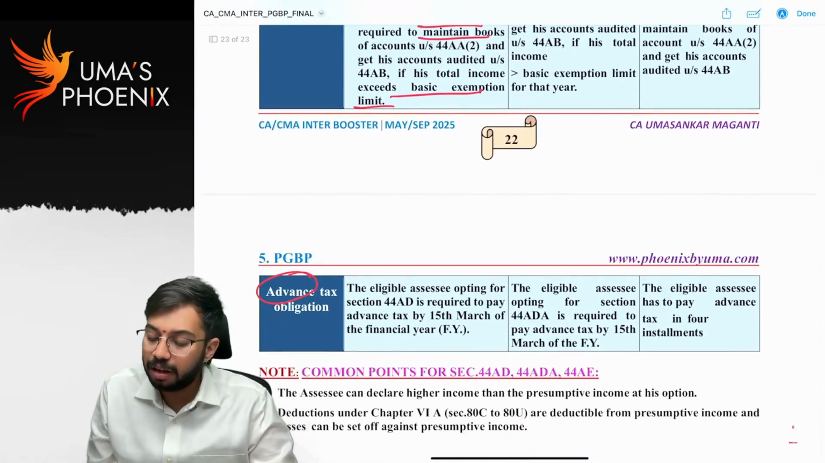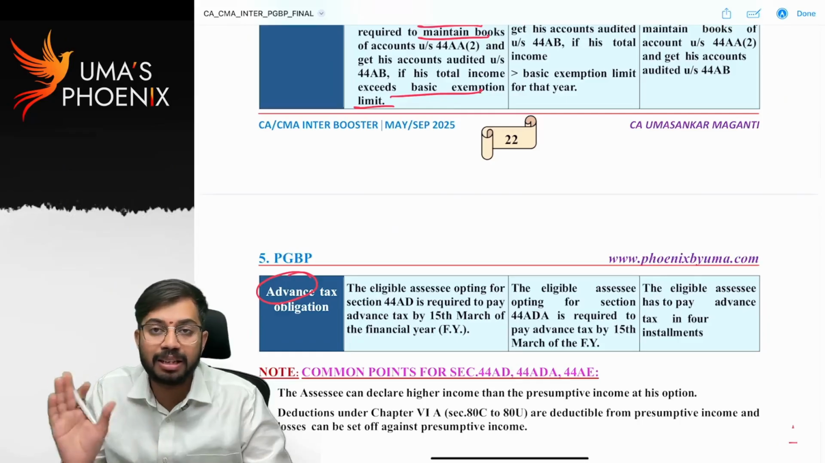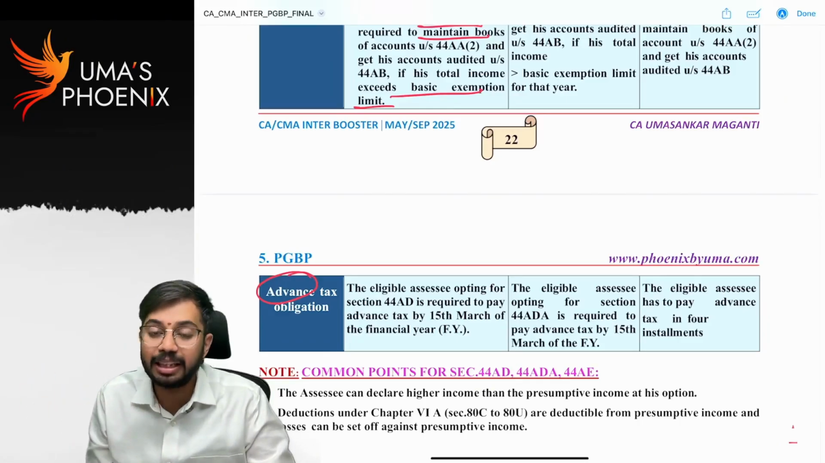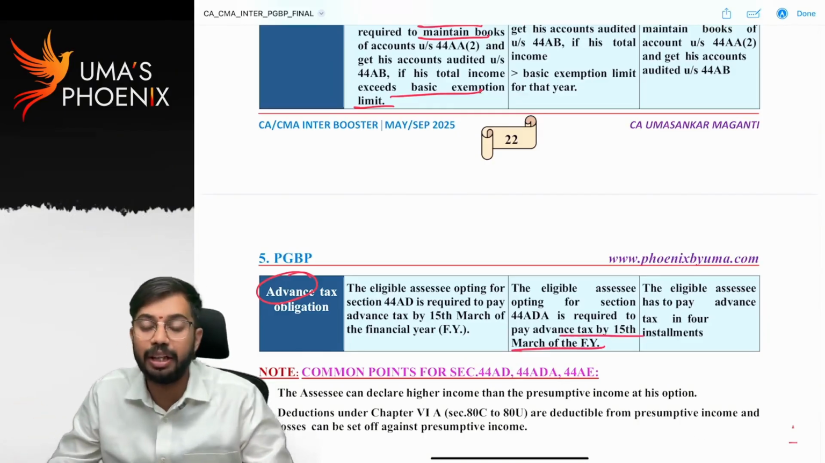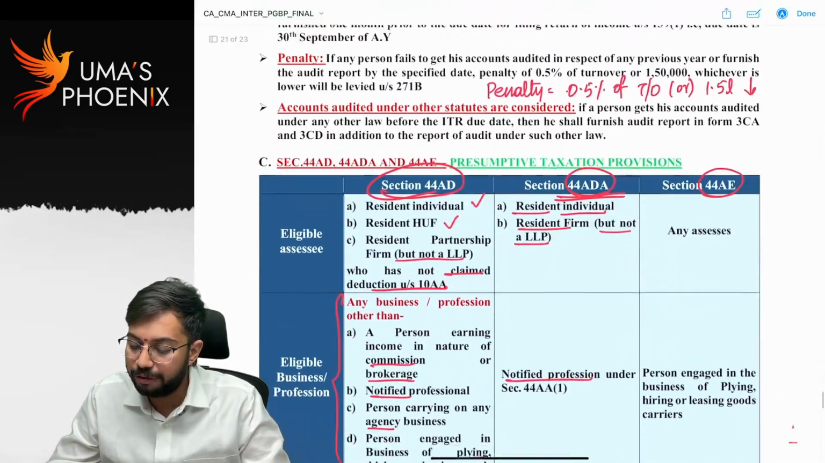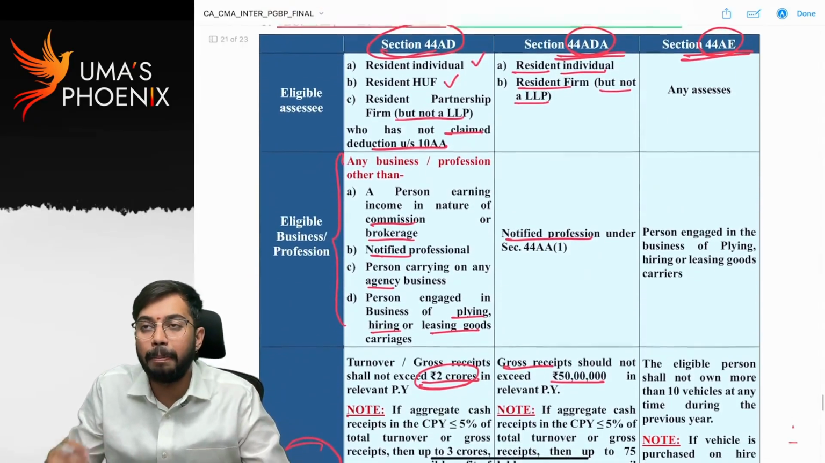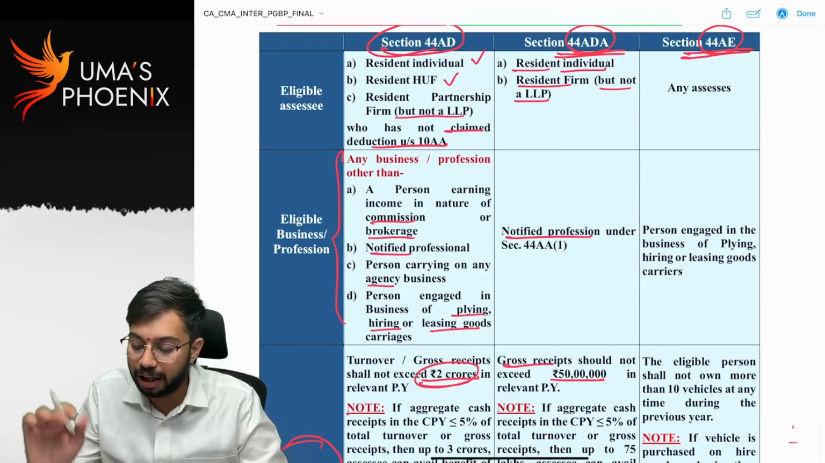Next, even a notified professional, if he is choosing 44ADA, is not required to pay advance tax in 4 installments. It is sufficient he pays advance tax in a single installment, that too on or before 15th March of the financial year. Next, 44AE. Any category of person, partnership firm, company, HUF, any category of person can choose 44AE.